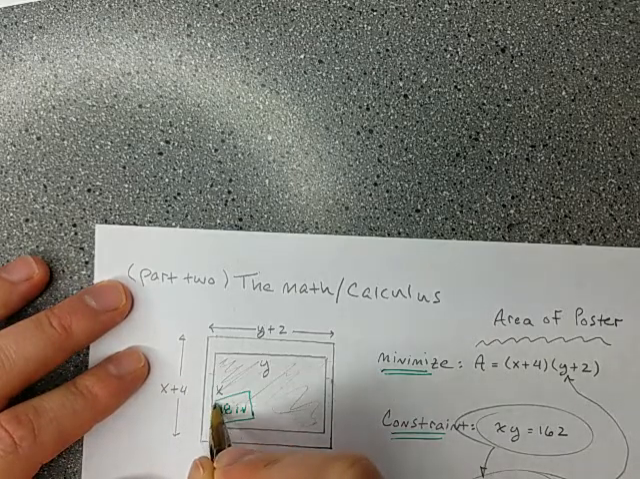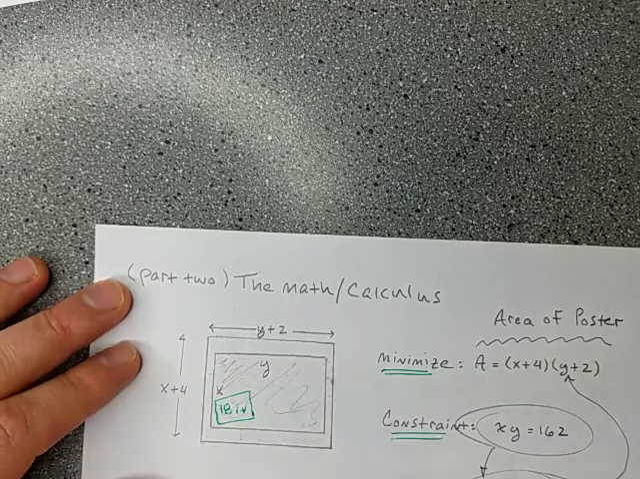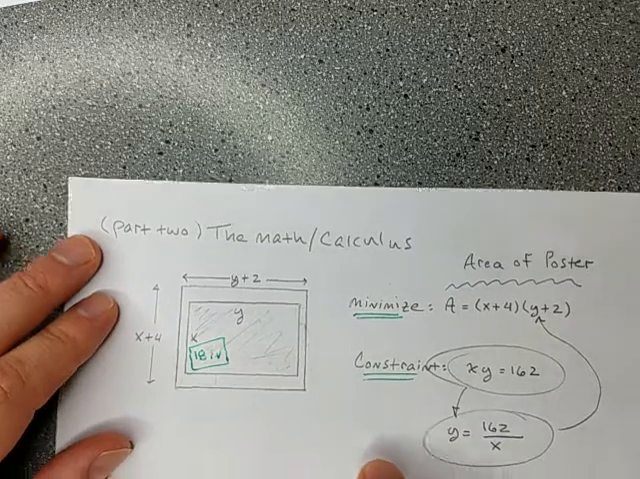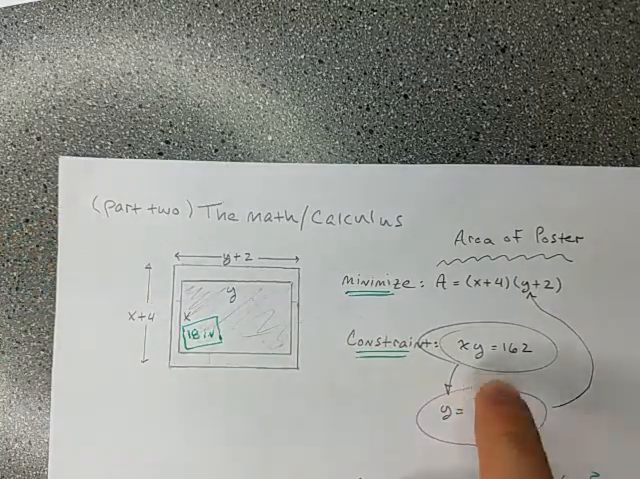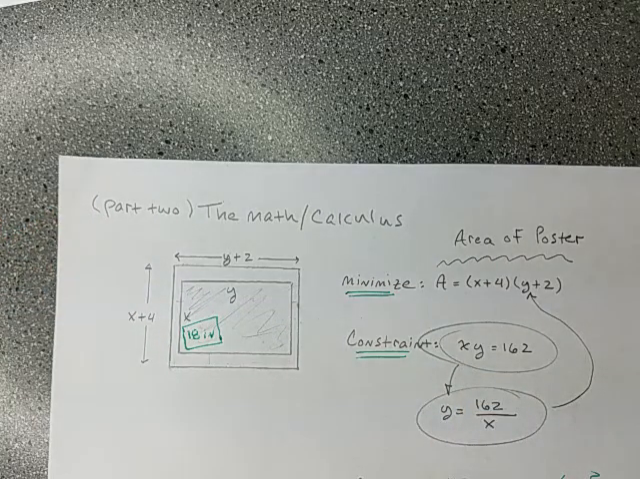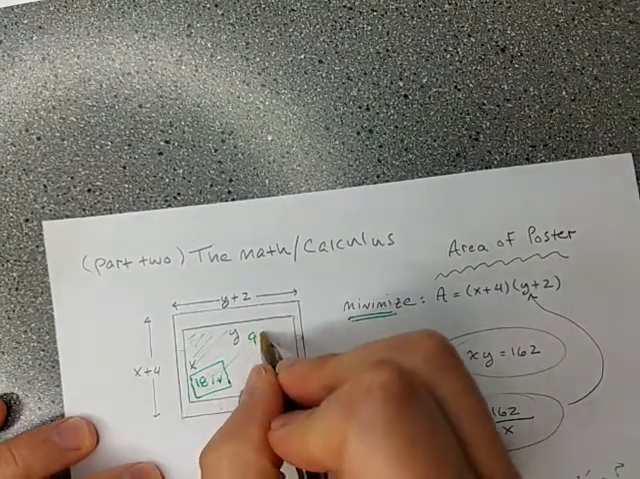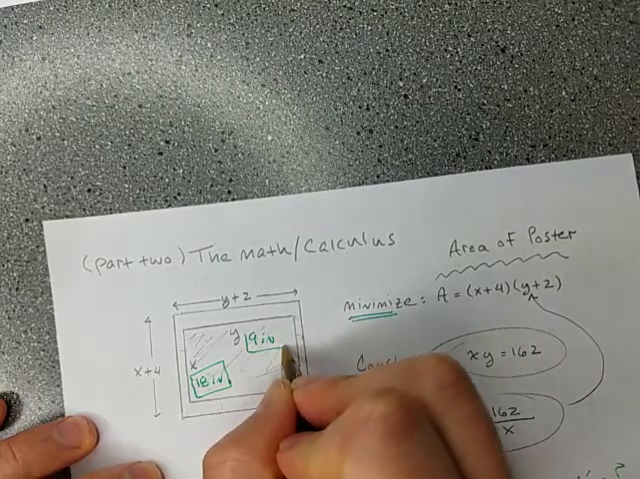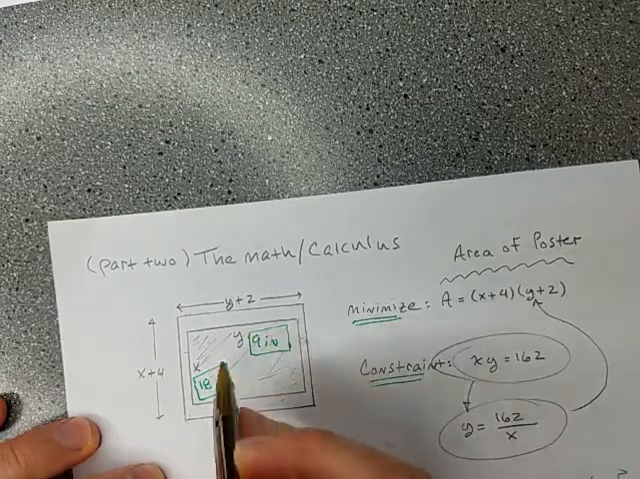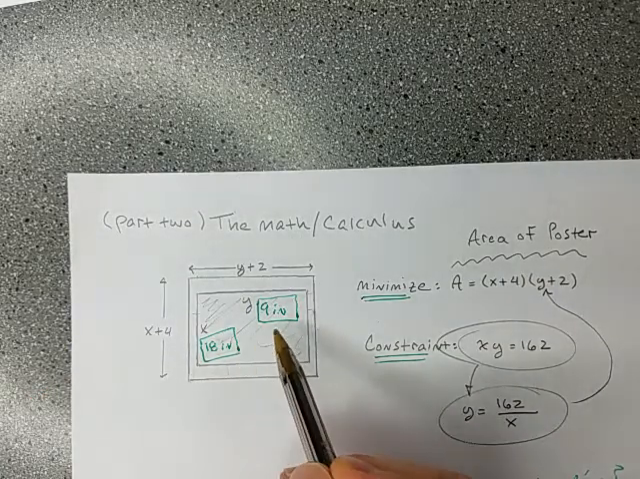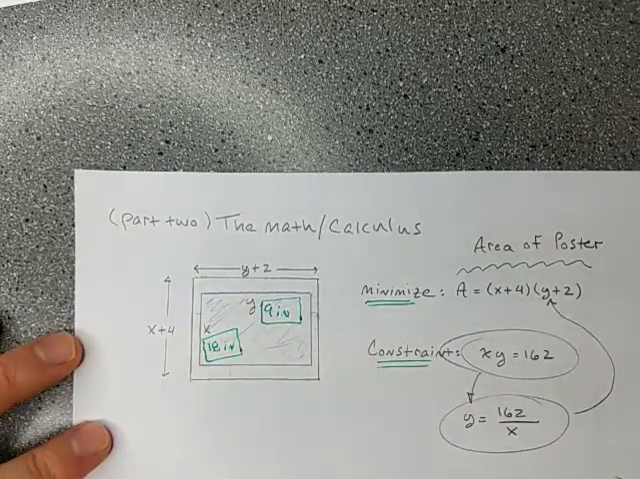So the height of the printed area needs to be 18. What's the width of the printed area? Well, the total printed area is 162 square inches. So if I take 162 and divide by 18, I get 9. So this is 9 inches. Okay? So that printed area, the area of the poster minus the margins that has print on it, is 18 by 9.